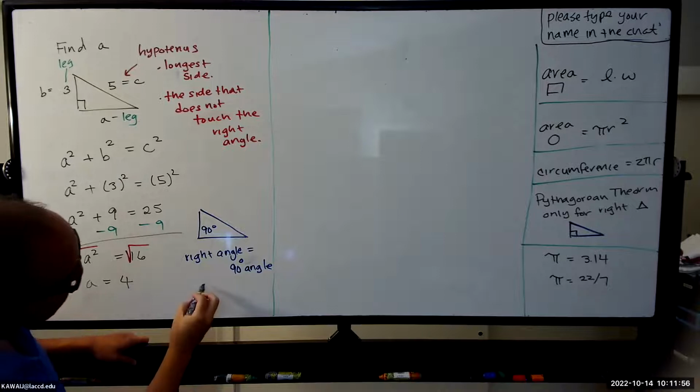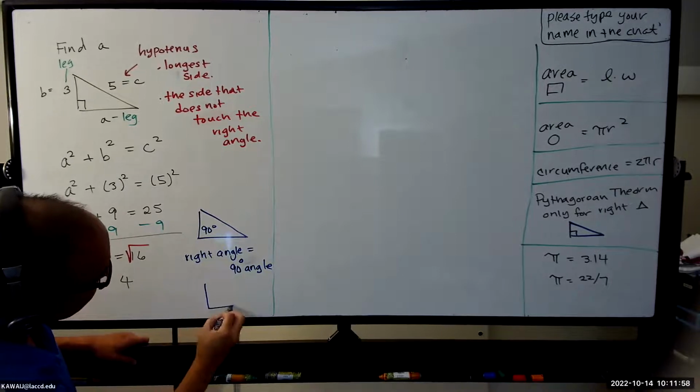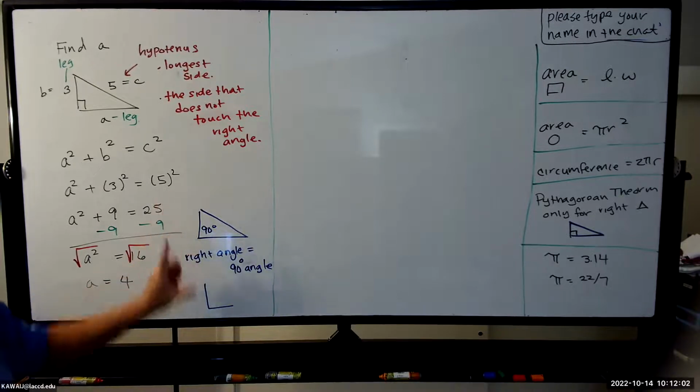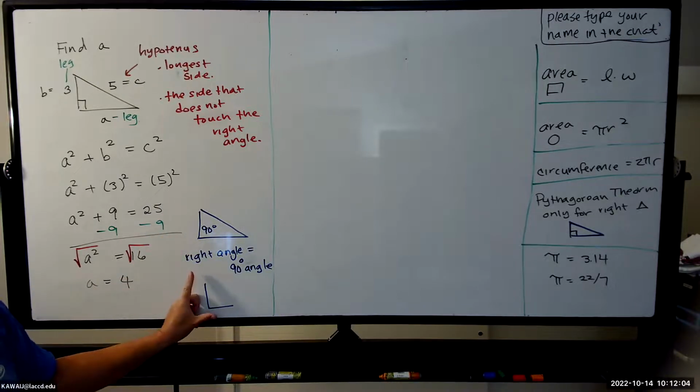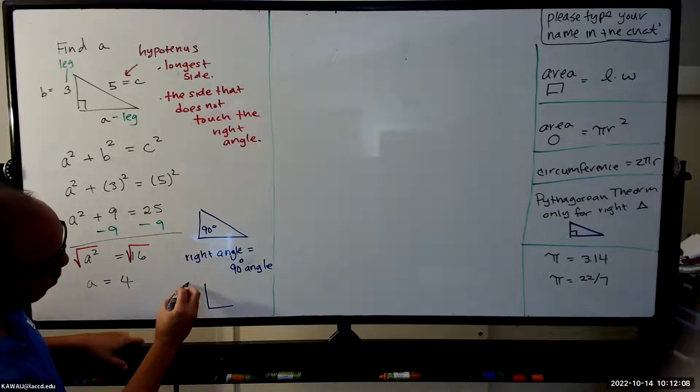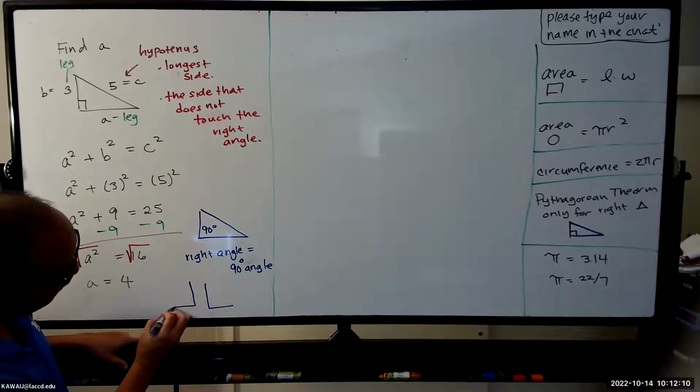So think of it as a perfect L, right? So it's a perfect L. That shape is a right angle. It doesn't matter whether it looks like that or if it looks like this. And we'll denote it with a little square like that.